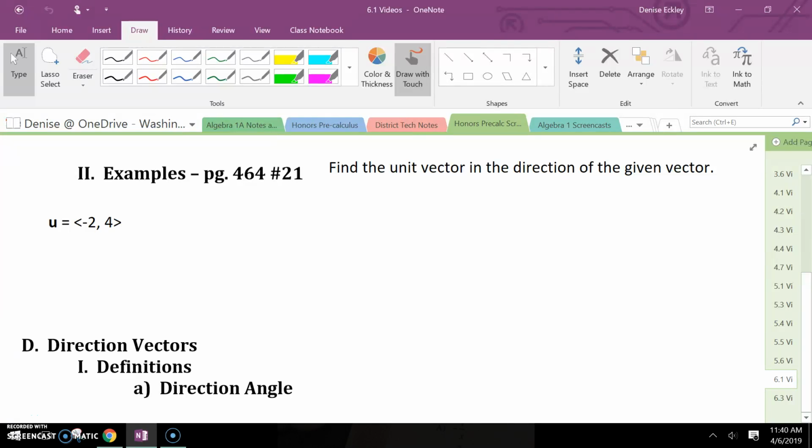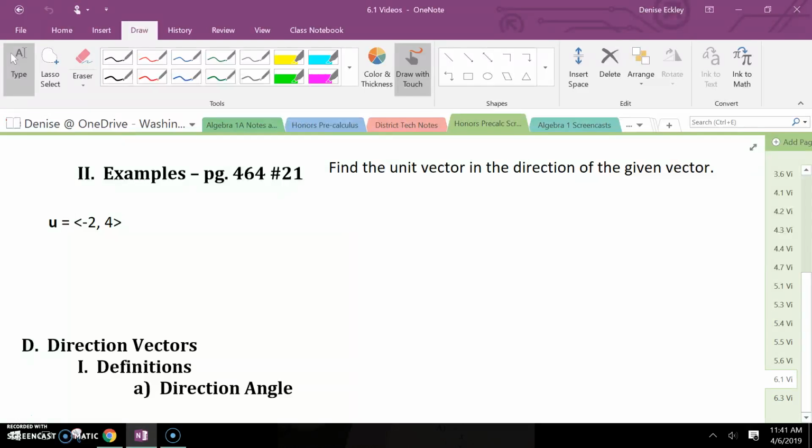Page 464, number 21, we're asked to find a unit vector in the direction of the given vector. So vector u is given in component form as -2, 4. So I'm going to write my answer as a linear combination using the standard unit vectors i and j, where i is in the x direction and j is in the y direction.